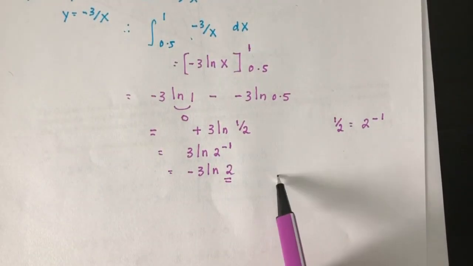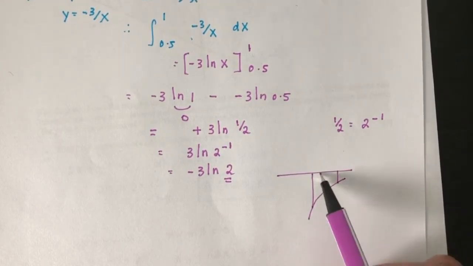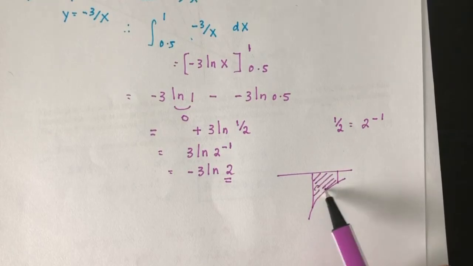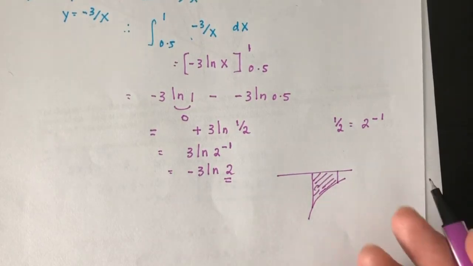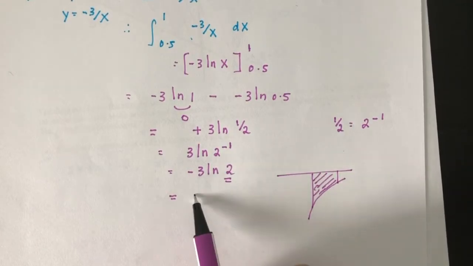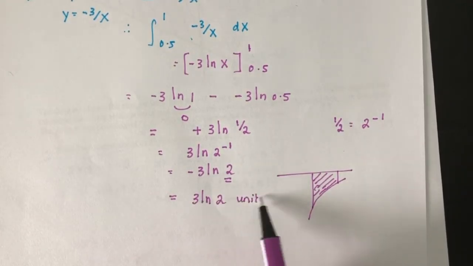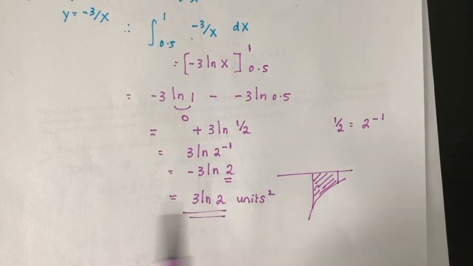But now what is this value? This value is just the area in this section. It is below the curve, that's why it is negative. Area cannot be negative, so we have to take the modulus of this. The area will be 3 ln 2 units square.